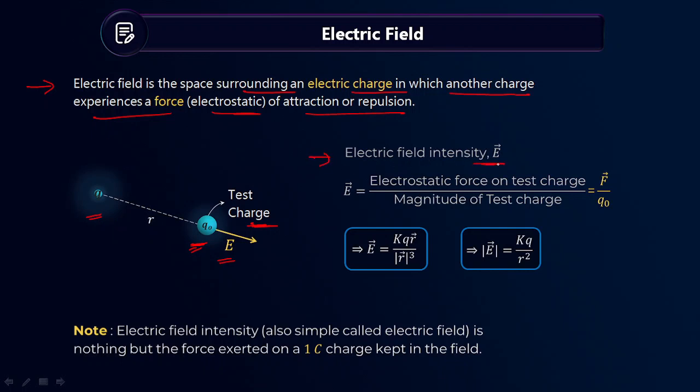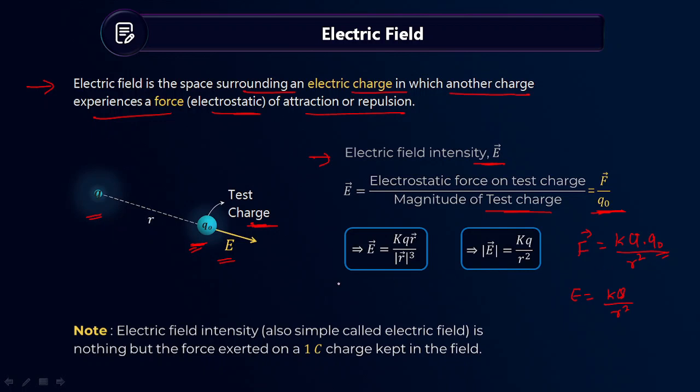Now how to find that force? Electric field intensity we can write as the electrostatic force on the test charge divided by the magnitude of the test charge. So F by Q naught. Now we know F is how much? K Q1 Q2 by R square, right? We know F, so I want to write that it will be equal to K Q into Q naught divided by R square. And if I divide by Q naught to find the electric field, the electric field will be equal to how much? KQ divided by R square. This Q naught will get cancelled, right?